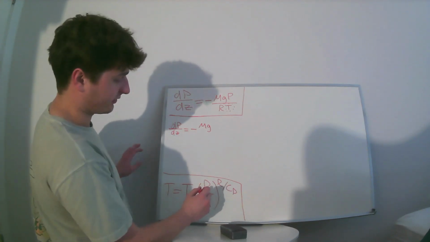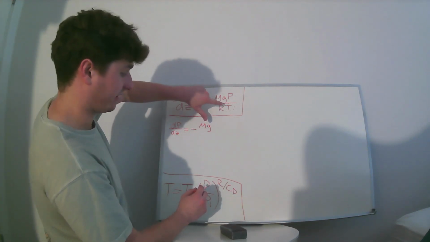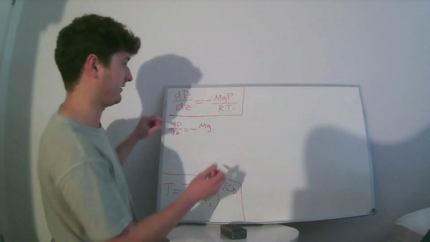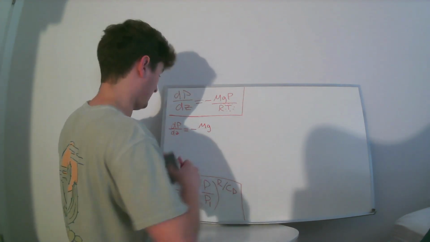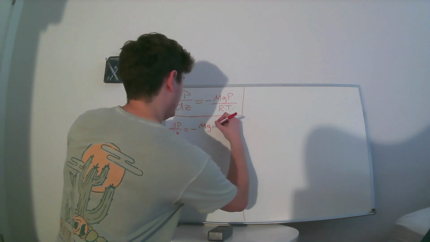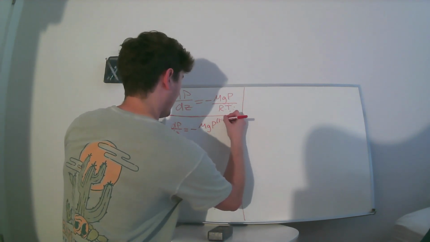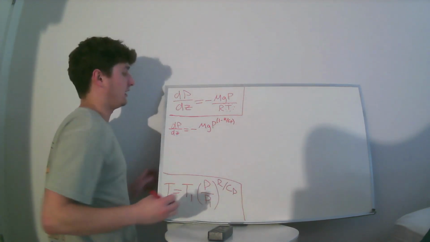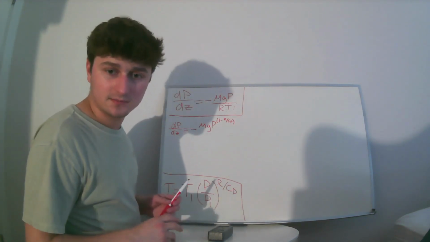So what I actually need to do is this becomes a denominator since it's in the numerator of the denominator, so this is going to become a negative. So what we can do is we can make this a p raised to the 1 minus r over cp. Specific heat at specific pressure.